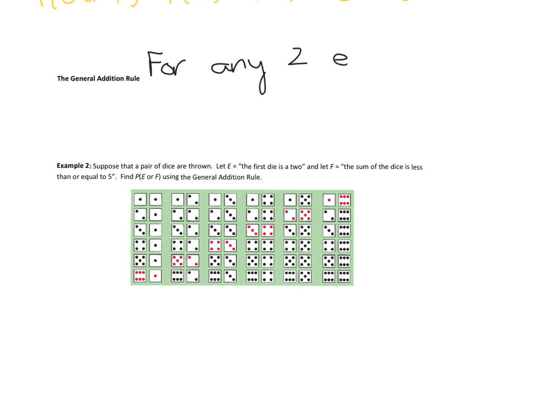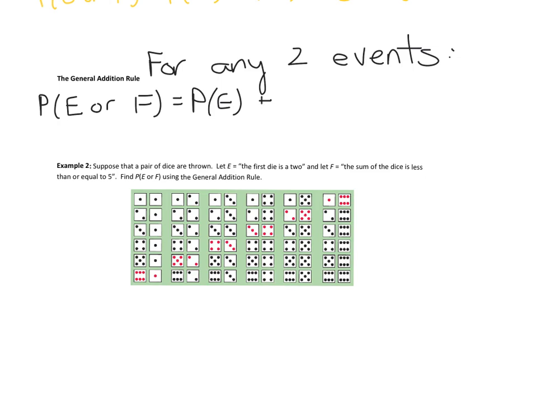Not mutually exclusive events, not disjoint events. So for any 2 events, if we're looking at the probability of E or F, we're going to start off as before, probability of E plus the probability of F, but we don't want to count the overlap twice, so we have to subtract it once. We're going to call the overlap all the outcomes that were in both E and F.